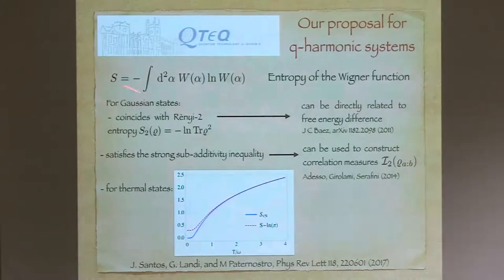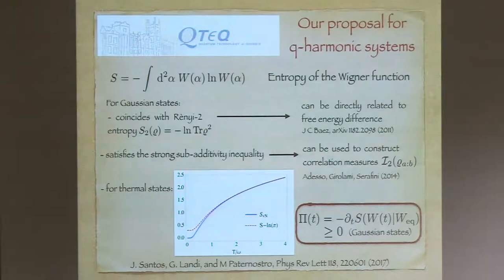For a thermal state, they look pretty much the same, but with a nice feature that it doesn't diverge at zero temperature. It's positive, it grows, and mimics what you expect from a thermal state at large temperature, but they're strictly not the same thing. Please.